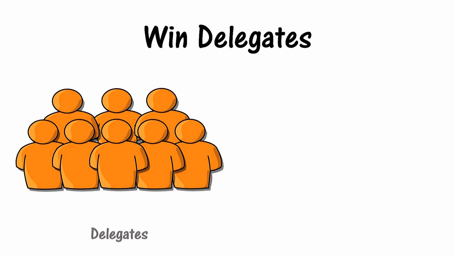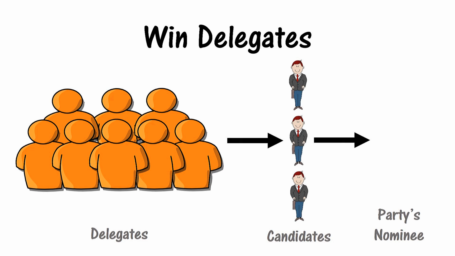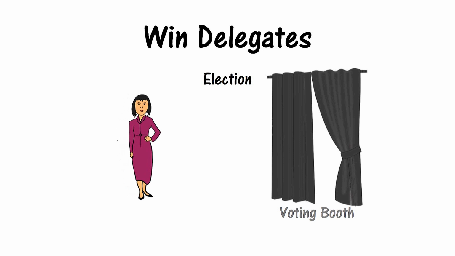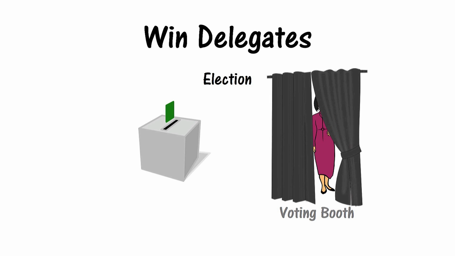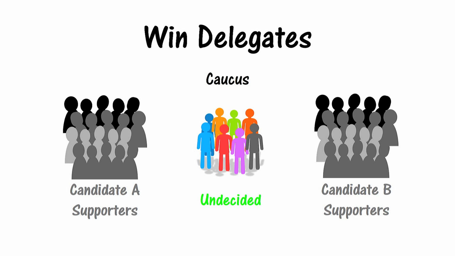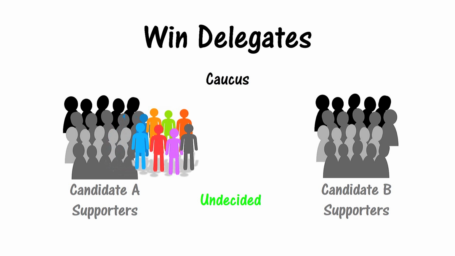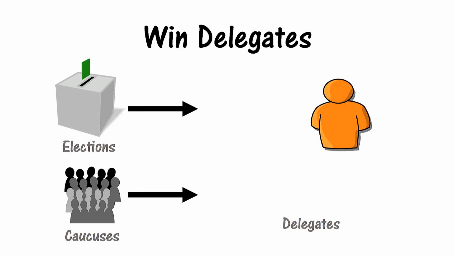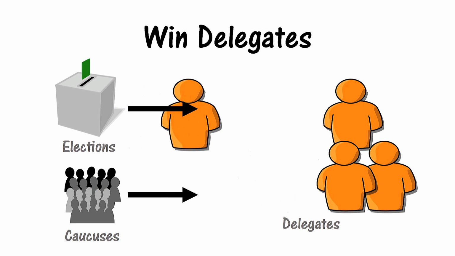Ultimately, a candidate strives to win delegates because the delegates select their party's nominee at the party's convention. The rules determining how delegates are won vary by state and by party. Some states hold primary elections in which people go into a voting booth, see a list of names, and select the candidate of their choosing. Other states hold caucuses. These are meetings in which people divide themselves into groups based on which candidate they support, and then try to persuade the undecided people to join them. Based on the vote totals of the primary elections and caucuses, the delegates are awarded.